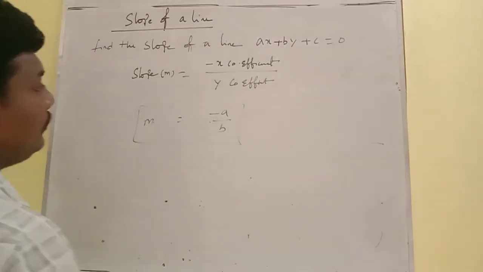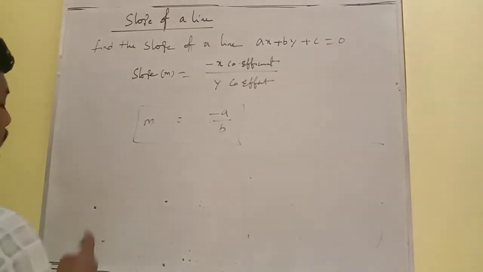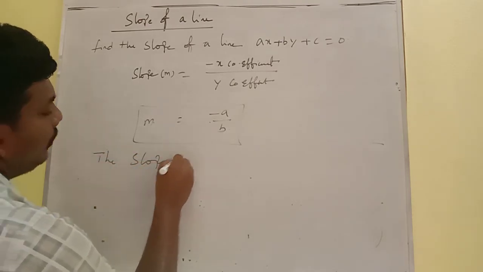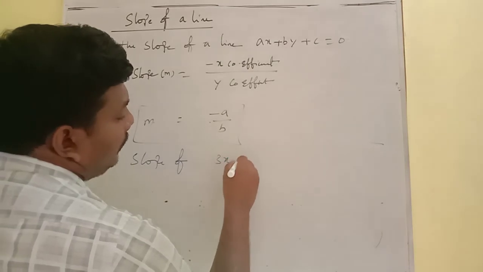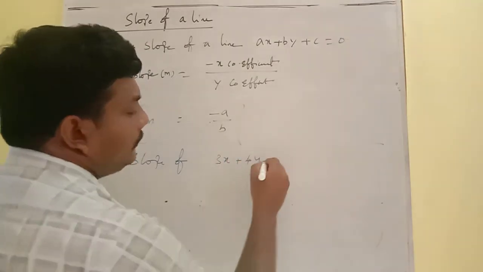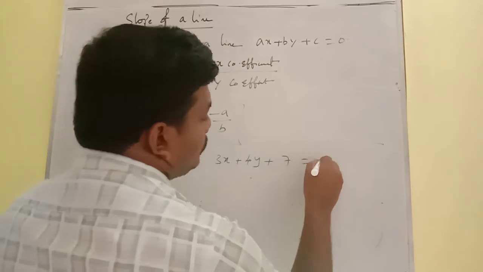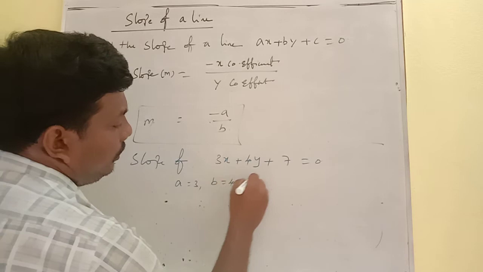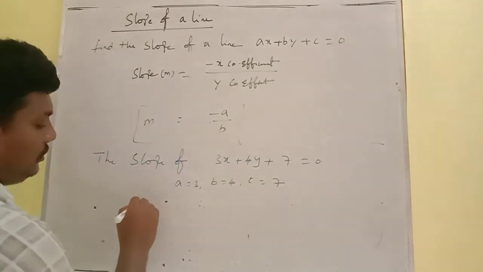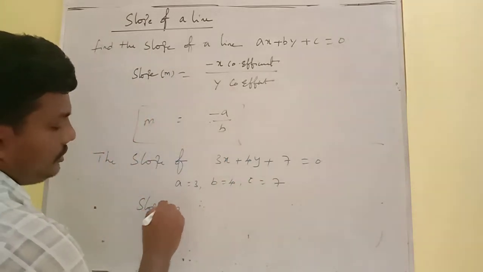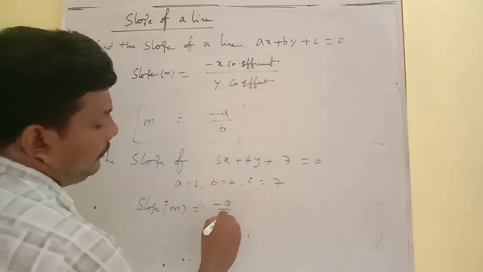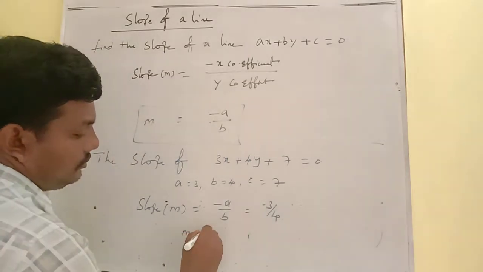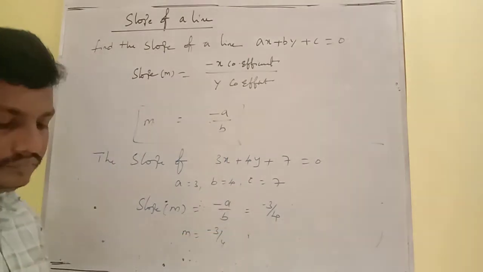Now, find the slope of 3x plus 4y plus 7 equals 0. Here a equals 3, b equals 4 and c equals 7. Slope m equals minus a by b, which is minus 3 by 4. Like that we can find m equals minus 3 by 4.